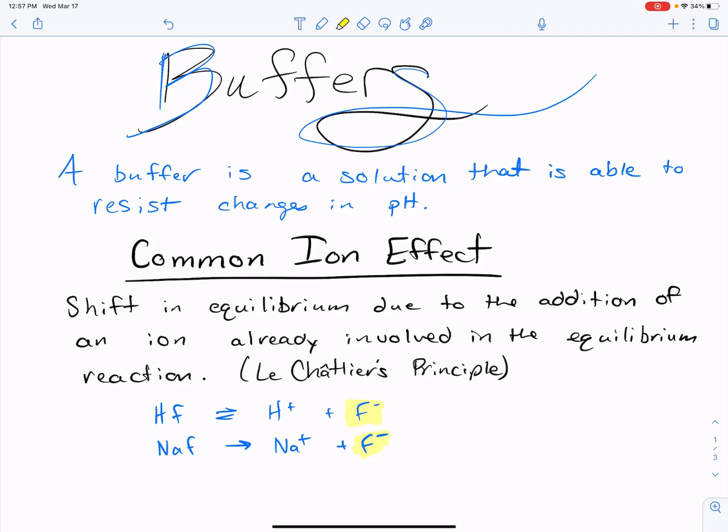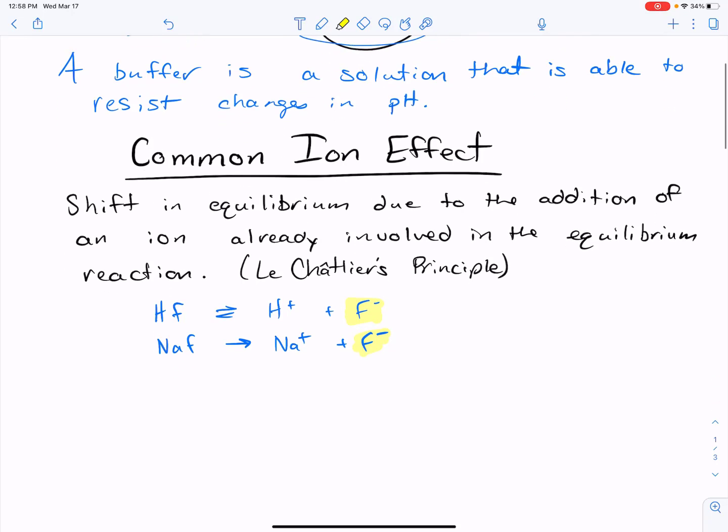So what does this have to do with buffers? Well, buffers do that. They have a weak acid and its conjugate base, or a weak base and its conjugate acid. And so it's going to adjust because of the same idea beyond a common ion effect. And so to kind of lead into and explain it, we're going to work some common ion problems, pretending that it's not a buffer, but then look and see how it's similar to a buffer in that respect.